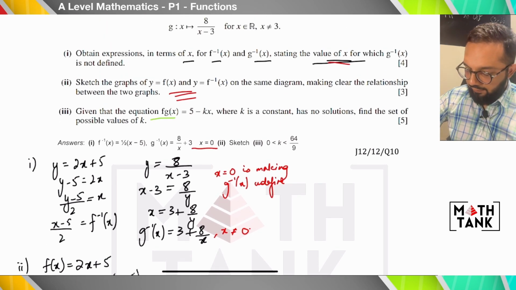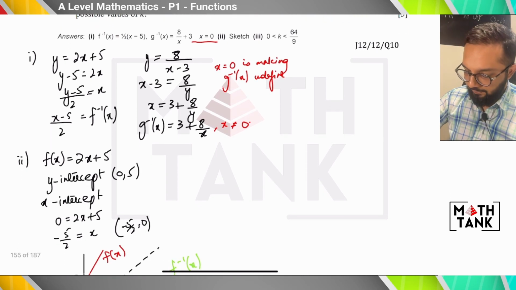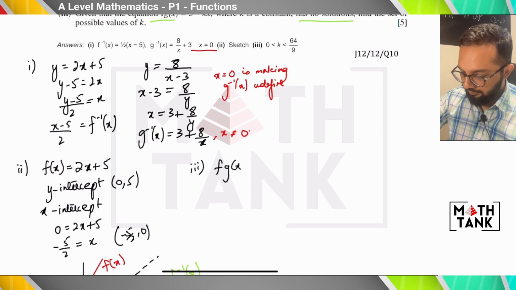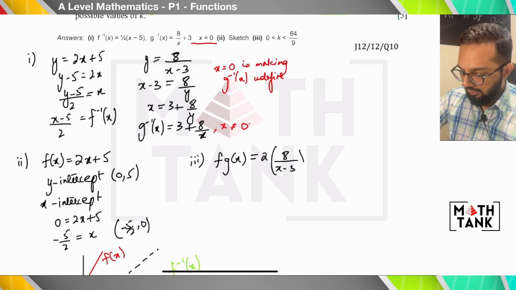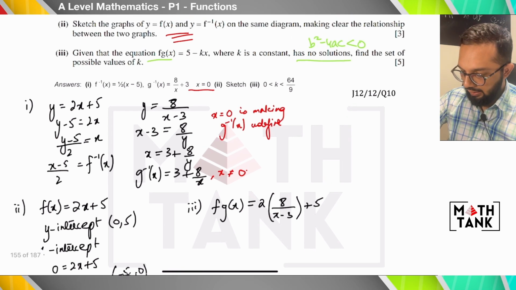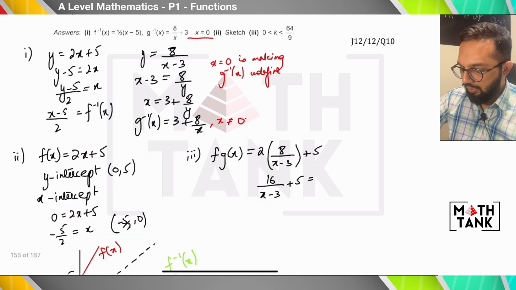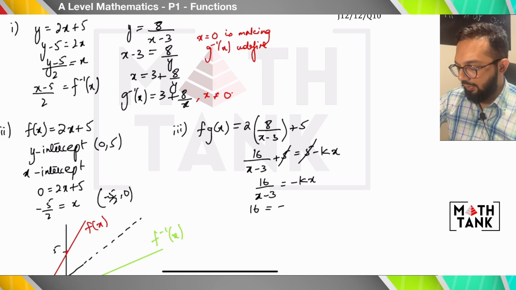Then in the last part it says given that f of g of x equals 5 minus kx has no solution, so b squared minus 4ac should be less than 0. So I need fg of x now. Fg of x can be quickly calculated. This is fg of x and I need to make this equal to 5 minus kx. So 16 over x minus 3 plus 5 equals 5 minus kx. I think that makes it simple. This 5 will cancel out with that because it's going to go to the other side and get subtracted, and 5 minus kx. So that gives me 16 equals minus kx squared.